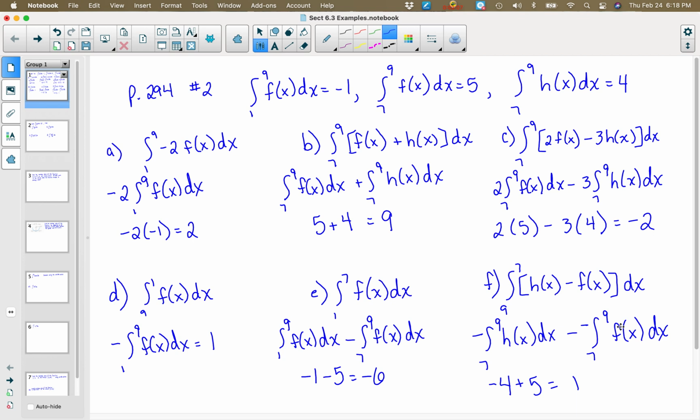So that's kind of how you can use those rules when you don't know the function and you manipulate those.